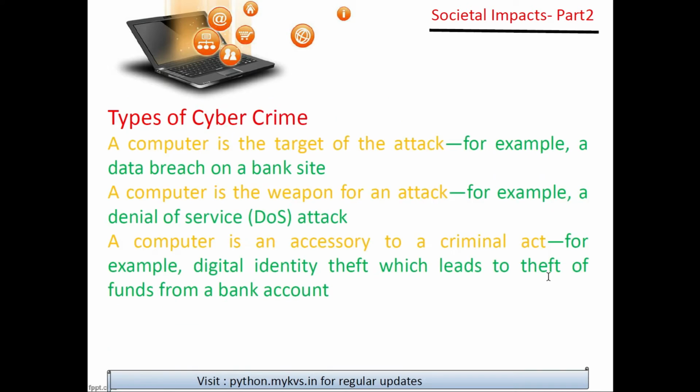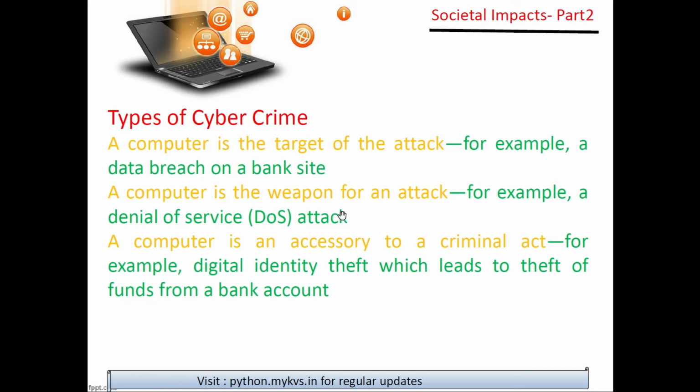All right. Now, types of cybercrime. A computer is the target of the attack. For example, a data breach on a bank site. From the bank site, hackers try to steal all the user data, user transactions, and the reserve of the bank, whatever money the bank has kept in reserve. That also may be stolen.